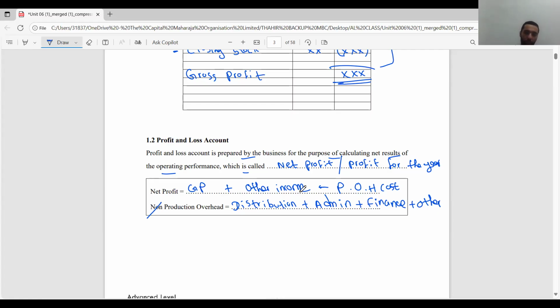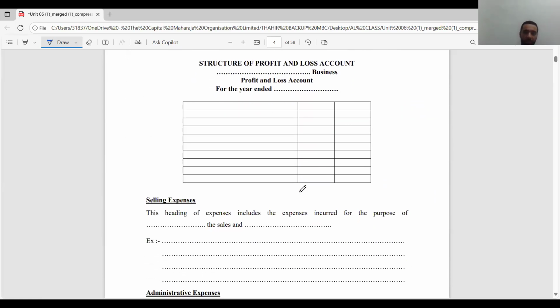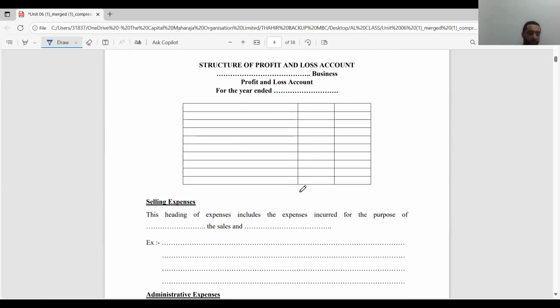Okay, so I'm moving on to the next part. I hope you all have copied whatever was there. So let's go. Structure of the profit and loss account. Whose business shall we put? Who joined first today? Ziana joined first. Let's put Ziana's business. Profit and loss account for the year ended 31st March 2025.